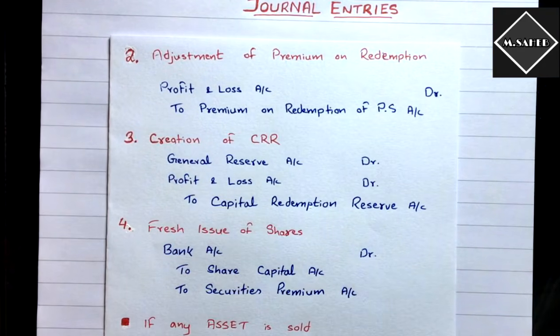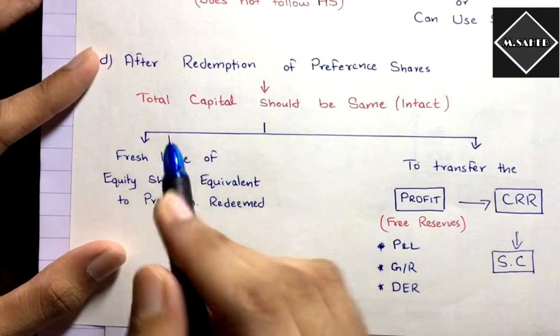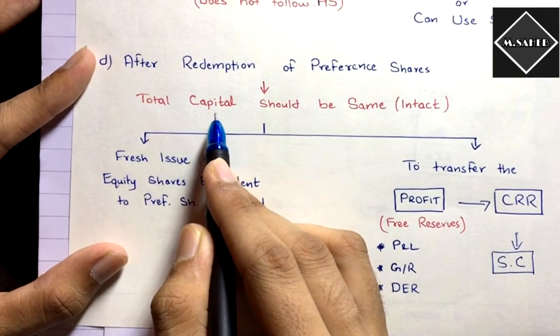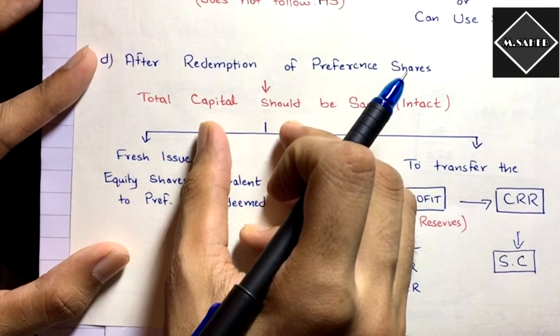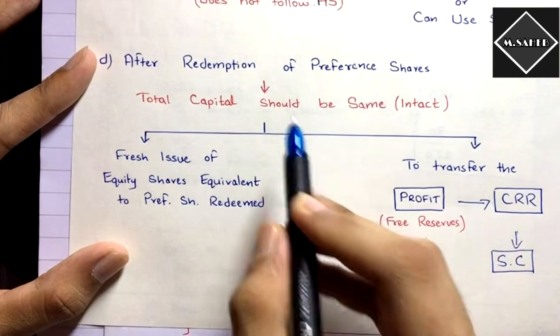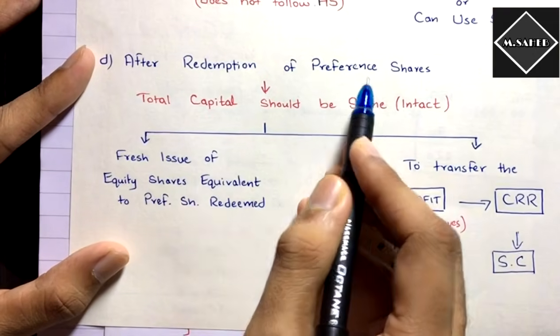And then what we saw in section 55 of the Indian Companies Act 2013, that the total capital of the company, total capital in the sense of equity plus preference share capital, the total capital of the company should be the same even after redemption of preference shares.